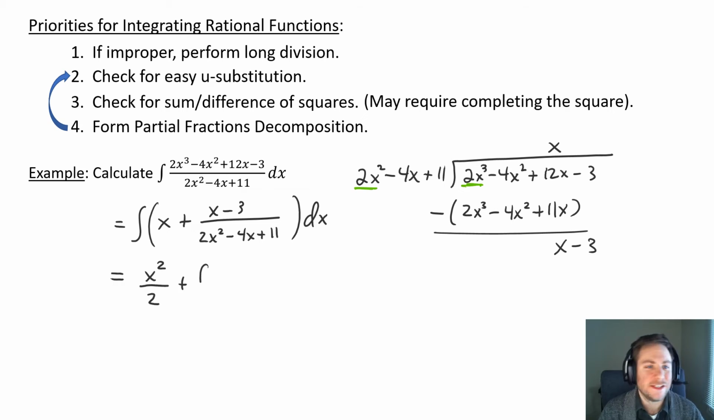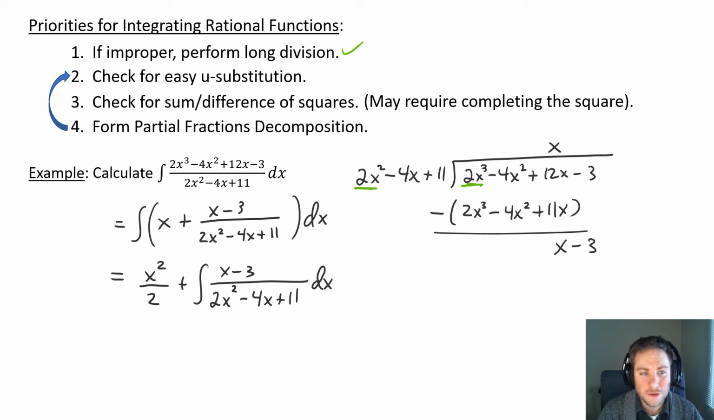Now, x is easy to antidifferentiate, so we might as well do that now. But we're still left with the integral of this rational function, which is now proper. So let's look ahead to our second priority. Check for an easy u substitution.